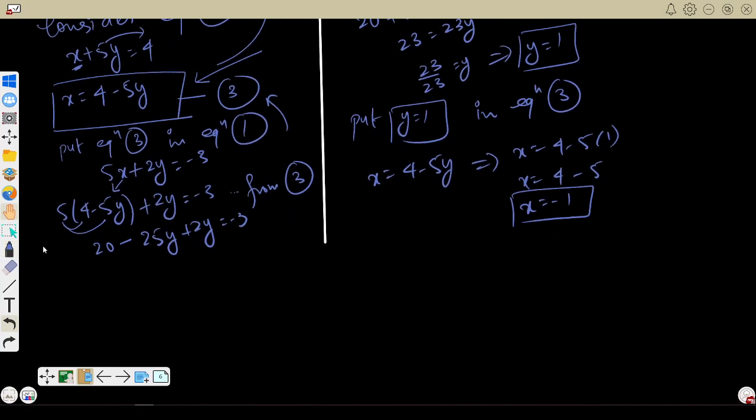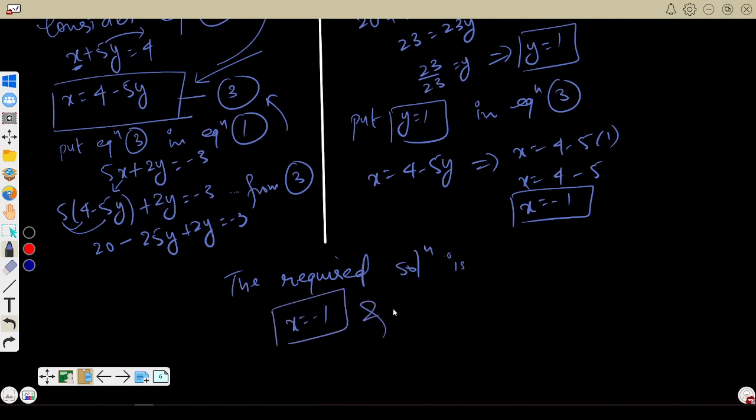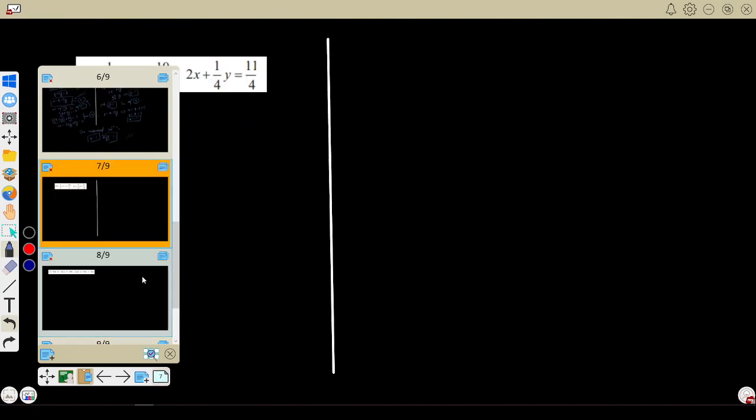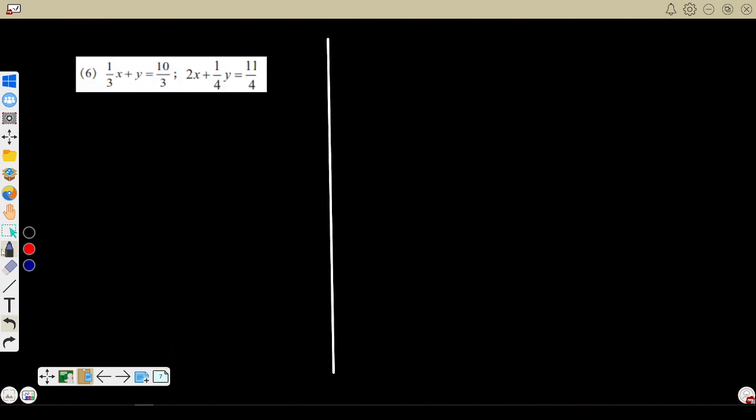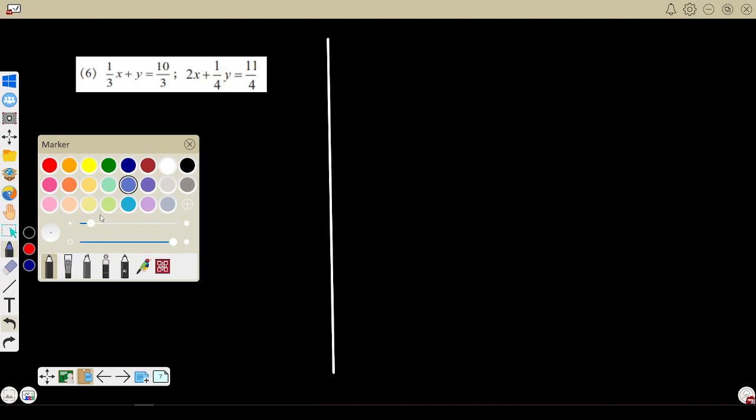Again, we'll write the final statement. The required solution is x is equal to minus 1 and y is equal to plus 1. I hope this is clear to you. Moving on to the next slide. We'll change the color now.